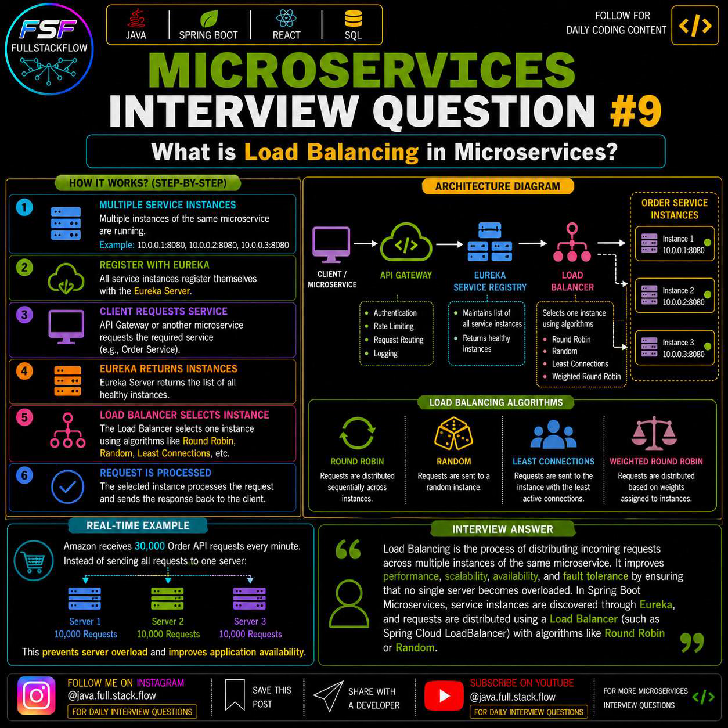Next, fourth point is Eureka returns healthy instances. Eureka server returns the list of all healthy instances. For example, 10.0.0.1, 10.0.0.2, 10.0.0.3. If one instance is down, for example 10.0.0.2 is down, Eureka won't return it.